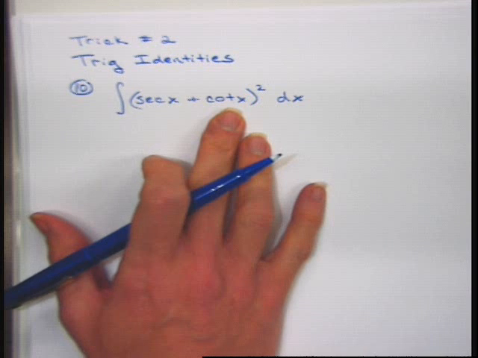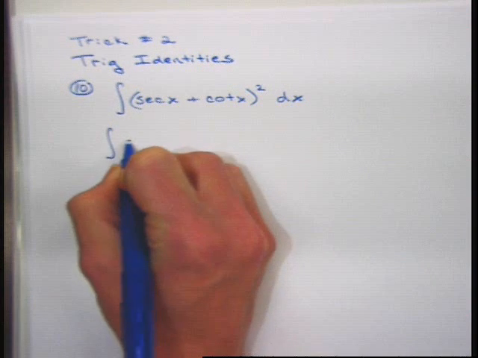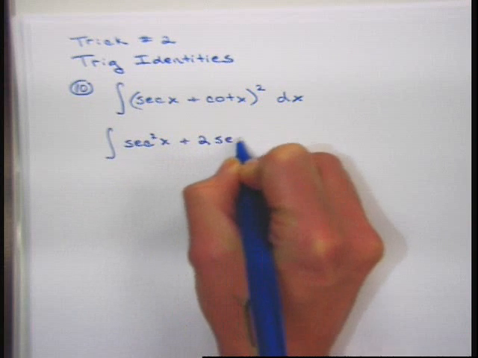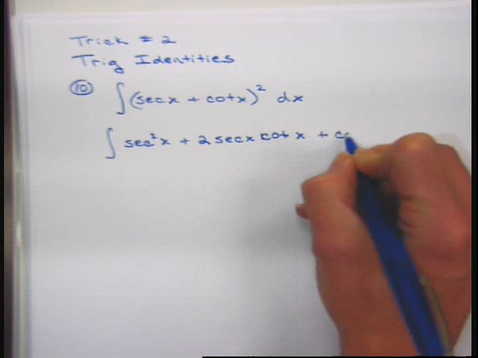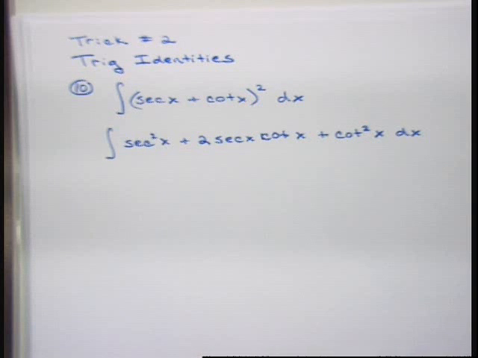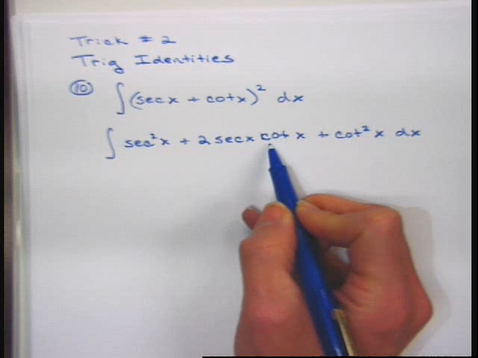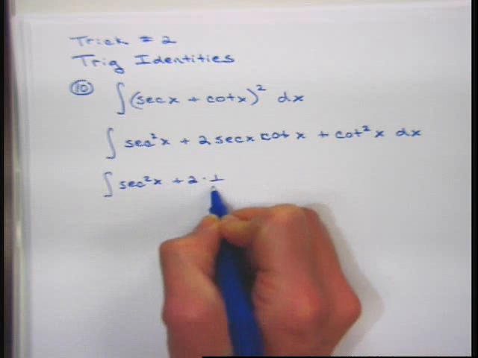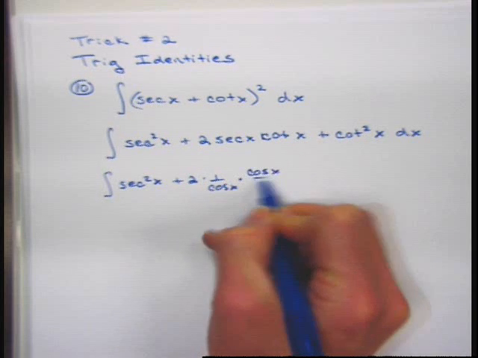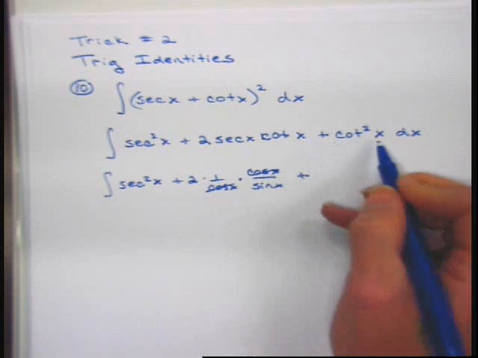We don't have a cotangent squared one, but we probably remember an identity that deals with cotangent squared. Okay, so I'm going to FOIL this out and I'm going to get secant squared x plus 2 secant x cotangent x plus cotangent squared x dx. I'm going to remember that secant is 1 over cosine, and cotangent is cosine over sine, right? So I can write this as secant squared x plus 2 times 1 over cosine x times cosine x over sine x. So this is just going to be 2 cosecant x plus cotangent squared x.